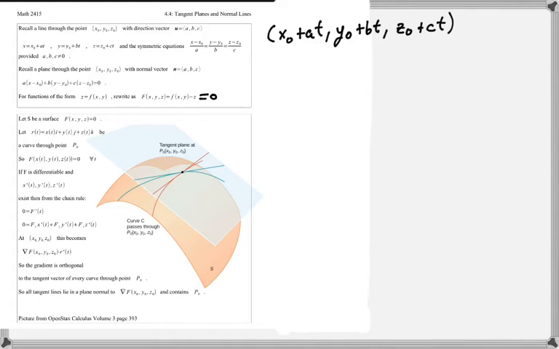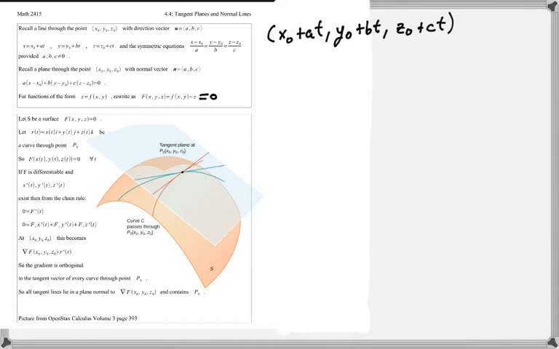Recall a plane through the point x naught, y naught, z naught with normal vector n, which is equal to the vector abc. Your plane would be a times x minus x naught plus b times y minus y naught plus c times z minus z naught, and that's going to be equal to 0. For functions of the form z equals f of x, y, we'll rewrite it as f of x, y, z is equal to f of x, y minus z, and that'll be equal to 0.